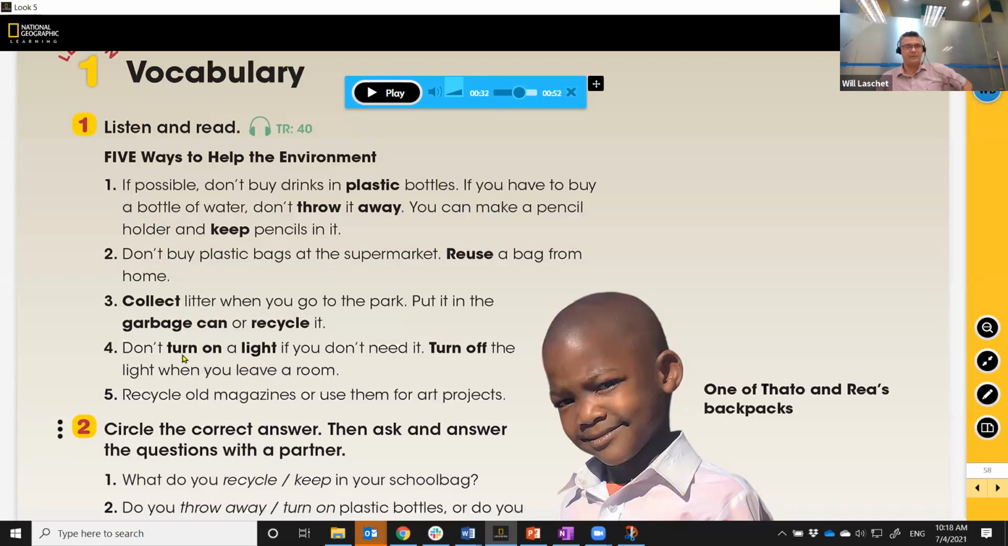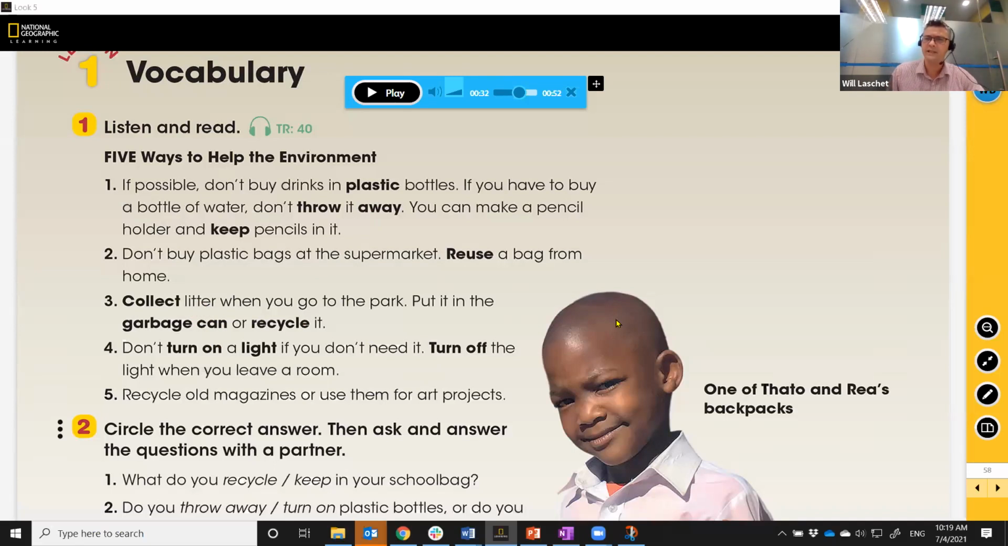Okay, here we go, number 3. We've got this word collect. Collect litter. First of all, this word litter is similar to a word we already talked about. We said when you throw something away, we put it in the bin, right? We said that you put rubbish in the bin. So this word litter has a very similar meaning to rubbish, isn't it? So what's the difference between litter and rubbish?